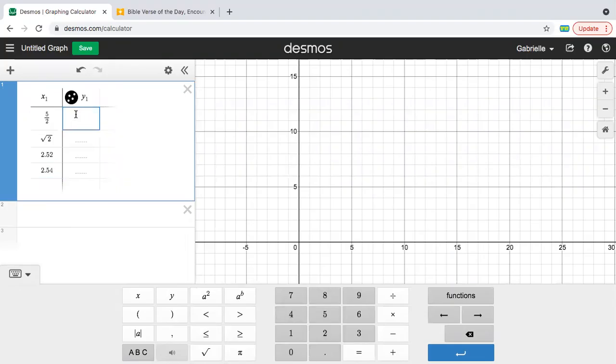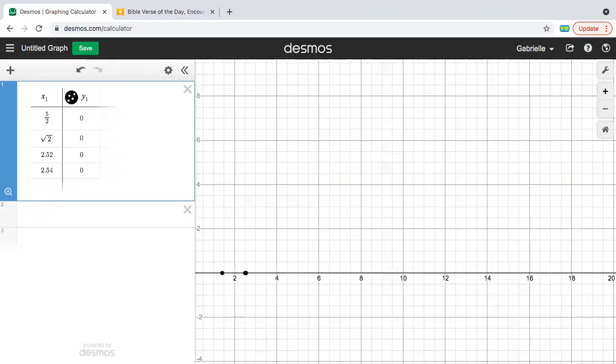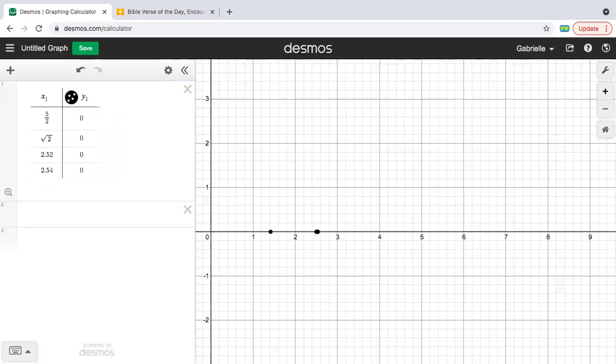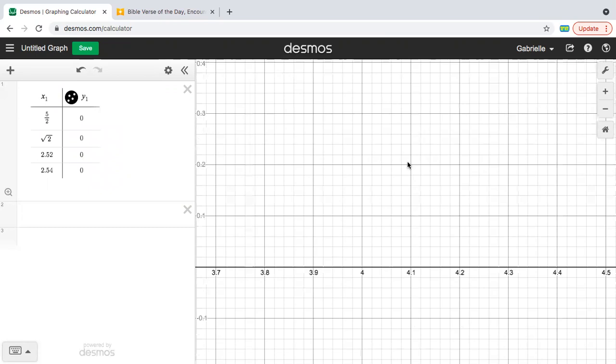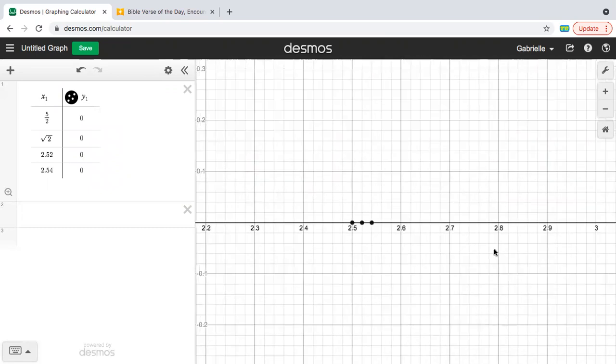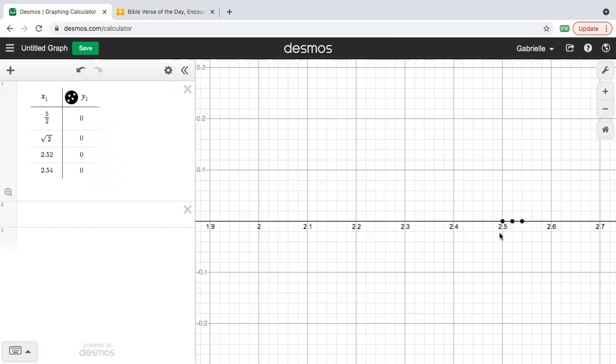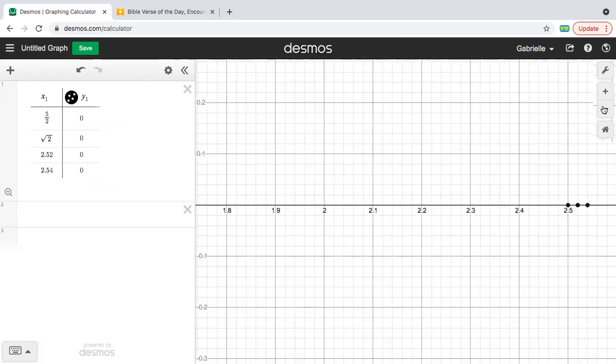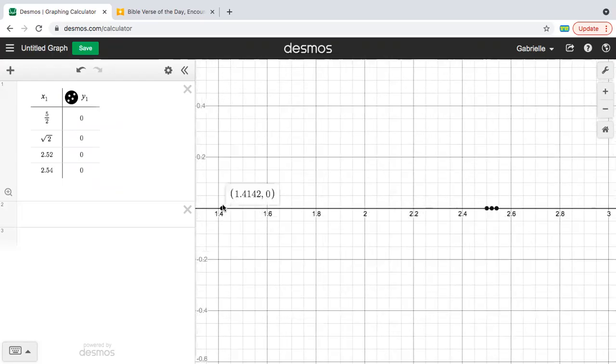Okay, and if I put zeros here for y, and scroll into my graph on the x-axis, and I'm having to use my laptop. When I do that, I want you to notice, let me scroll out just a little bit. If I click each of these, it shows me each number in order from least to greatest. 1.41, 2.5, 2.52, 2.54. Isn't that cool?